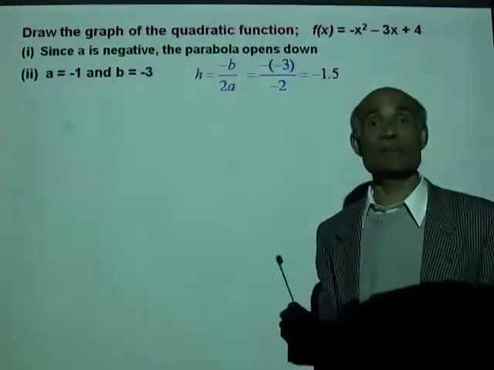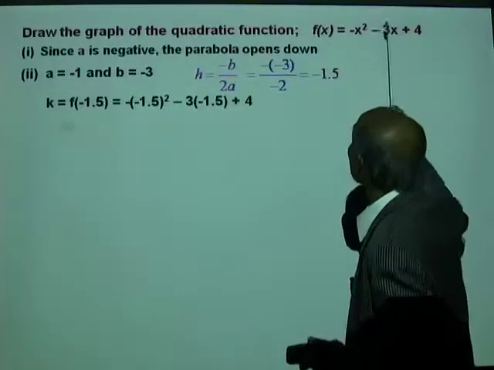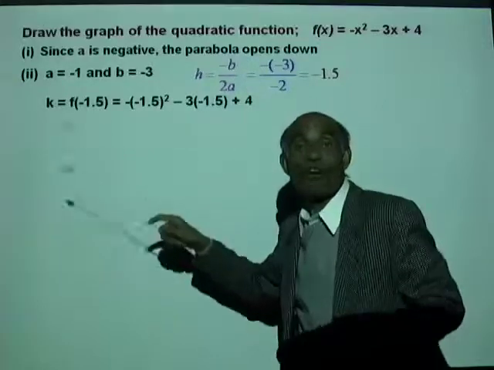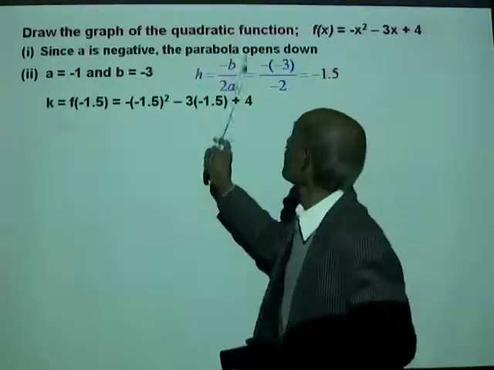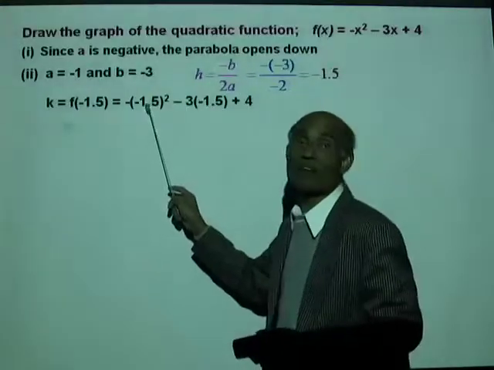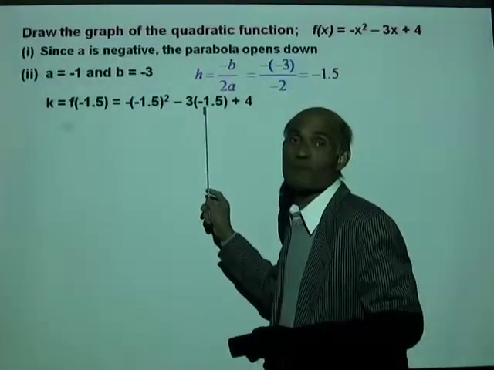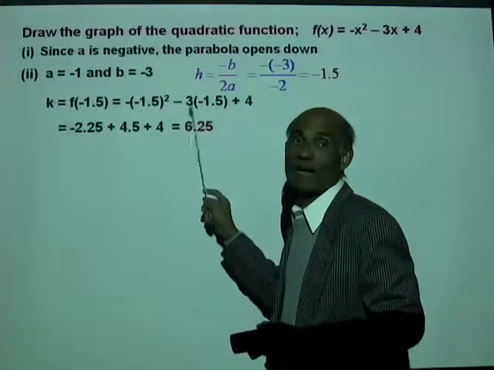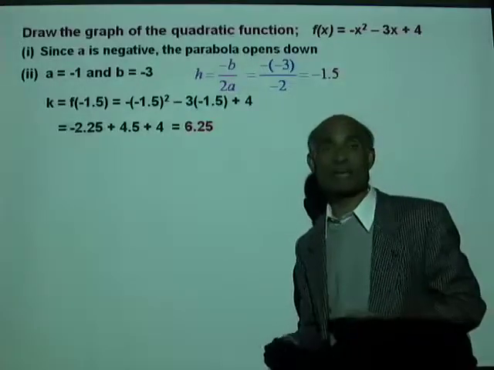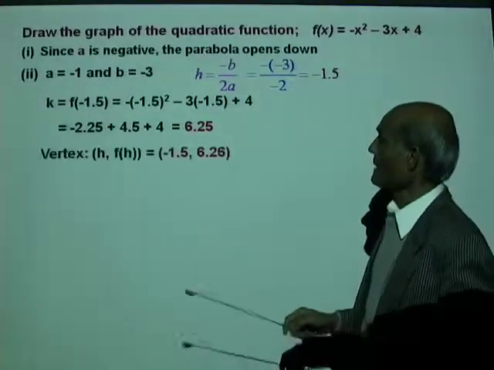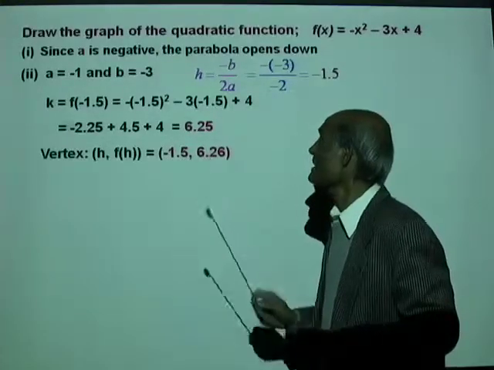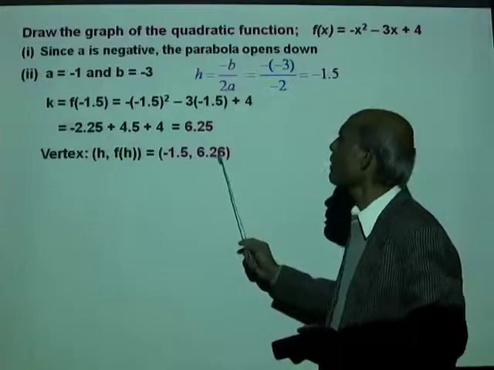How do you find k? To find k, we will find f of negative 1.5. f of h will give you k. So in the function, replace x by negative 1.5. Use your calculator to do this. And I got it as 6.25. Verify it on your calculator. So the vertex is h equal to negative 1.5 and k equal to 6.25.